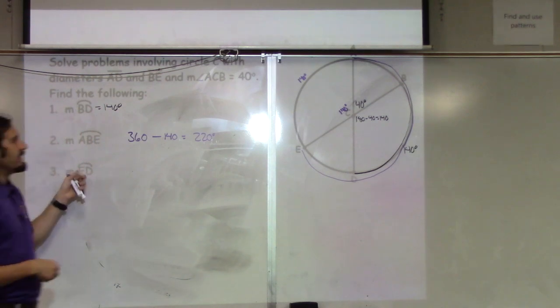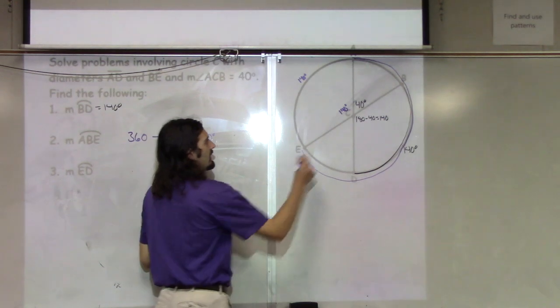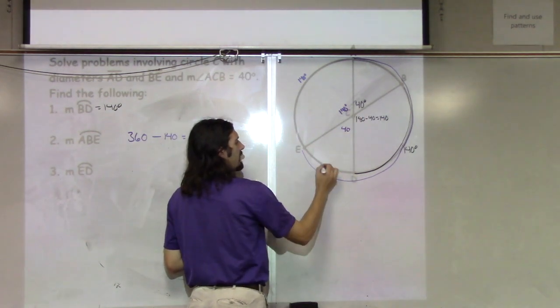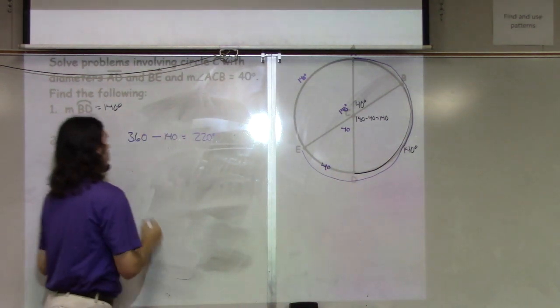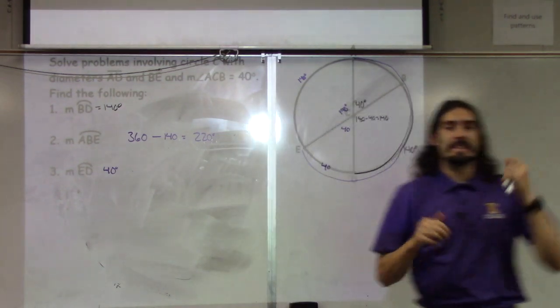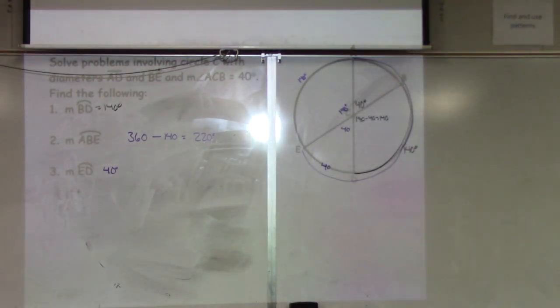And then finally ED, well, I just kind of talked through it. This angle is 40. By vertical angles, we know this one's 40, in which case that piece right there also has to be 40. So we've got our values right there. The idea is that the central angle matches the intersecting arc.